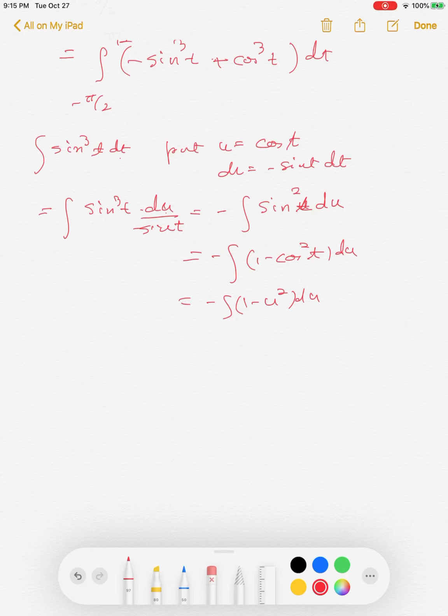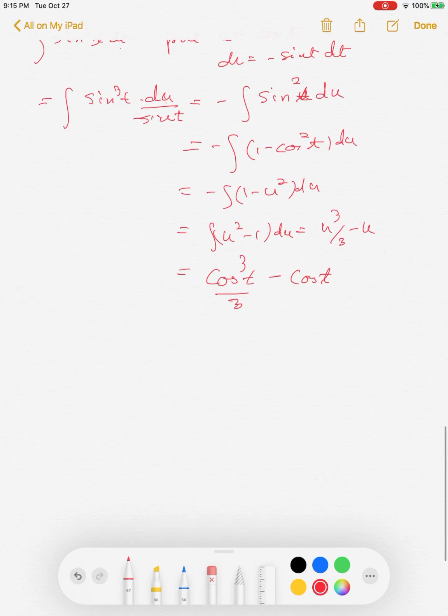Right, so when you integrate an odd power of a trigonometric function, if you are integrating sine cube, you put u equal to cos t. Let me just double check, is everything okay? I think it's okay. And then you get the integral of u square minus 1 du, which is u cube by 3 minus u. u was cos t, right? So it's going to be cos cube t by 3 minus cos t.